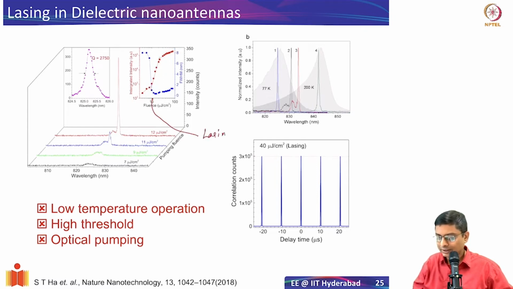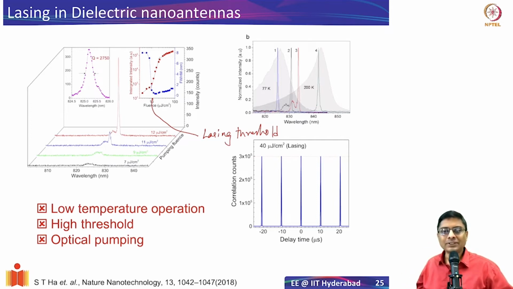The lasing threshold occurs around 10 microjoules per centimeter squared. Below the lasing threshold, the full width at half maximum of the emission is very large, but once you cross the threshold, you see that the full width at half maximum falls to nearly only 1 nanometer or so. This is a characteristic signature of lasing, and we have seen that.